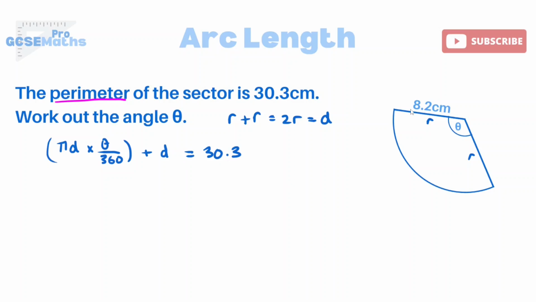So I'm also going to sub in the other thing. I know the radius is 8.2. If my radius is 8.2, my diameter is 16.4. So I'm going to sub that in. Again, if you're using 2 pi r, sub in just 8.2 as it is. So I've got pi times 16.4 times theta, which I don't know. You could use another letter if you want, you could use x or whatever, but I'm going to leave it as that symbol. Plus the other diameter, which is 16.4, and that equals 30.3.